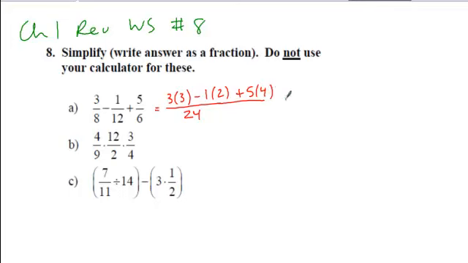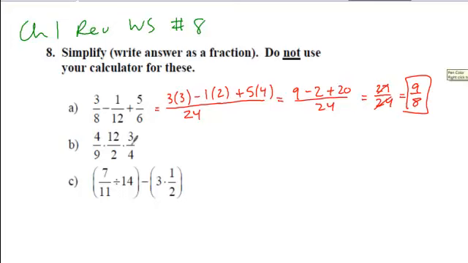So if I simplify what I have here, 9 minus 2 plus 20 all over 24, and that combines into 9 minus 2 is 7. Plus 20 gives me 27 over 24. This can be reduced. I have a common factor of 3 into both of these. 3 goes into 27, 9. 3 goes into 24, 8 times. So that would be my simplified form.